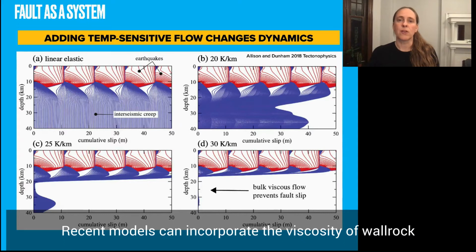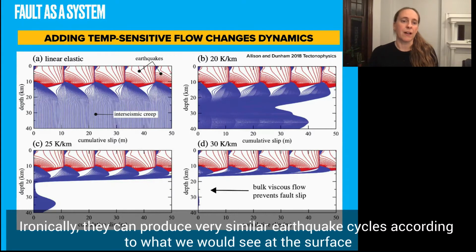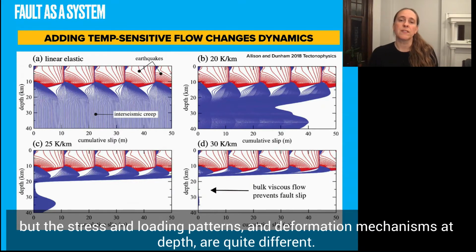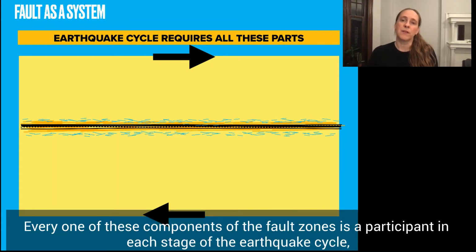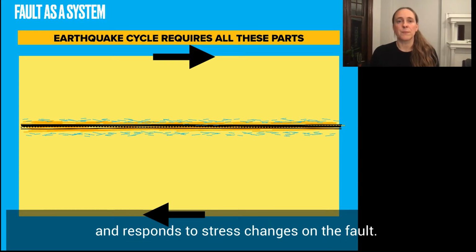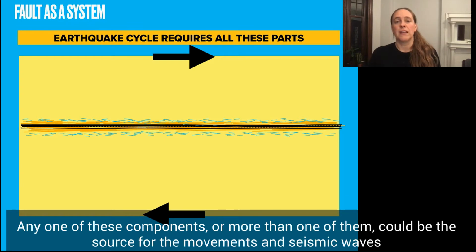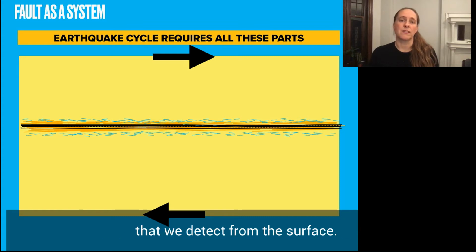Recent models can incorporate the viscosity of wall rock. Ironically, they can produce very similar earthquake cycles, according to what we would see at the surface, but the stress and loading patterns and the deformation mechanisms at depth are quite different. Every one of these components of the fault zones is a participant in each stage of the earthquake cycle and responds to stress changes on the fault. Any one of these components, or more than one of them, could be the source for the movements and seismic waves that we detect from the surface.